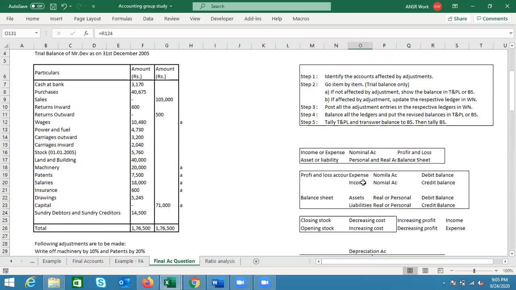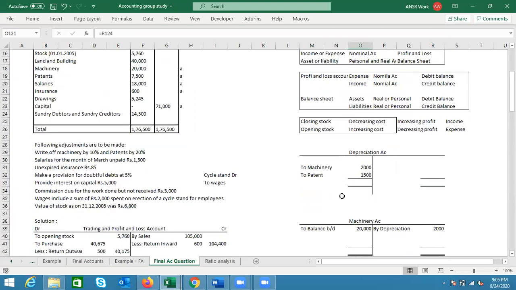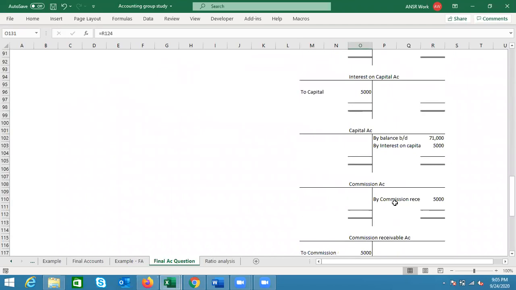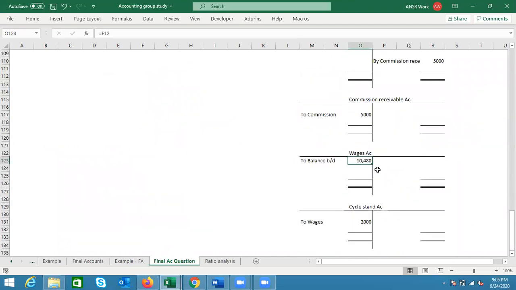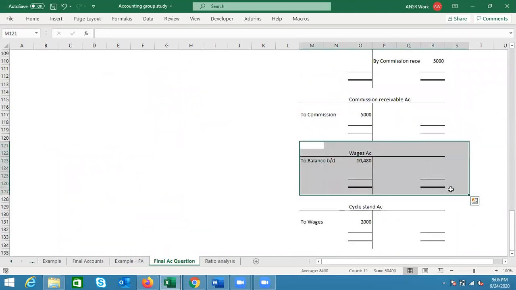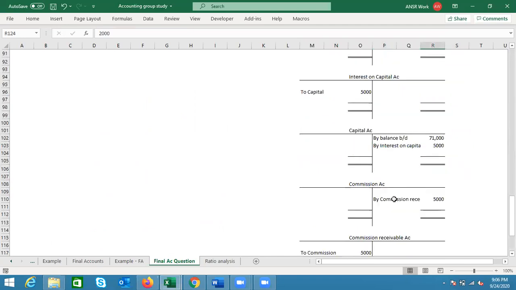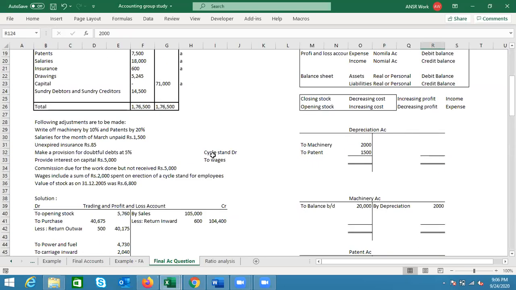Now, the other account is wages account. Wages account we had in between. So where did it go? Yeah, here it is. Now, will it be posted on the debit side or credit side? Credit side, perfect. The particulars will be 'By cycle stand', right? The amount will be 2,000 only. Now that we have done it, let's go to the last one.